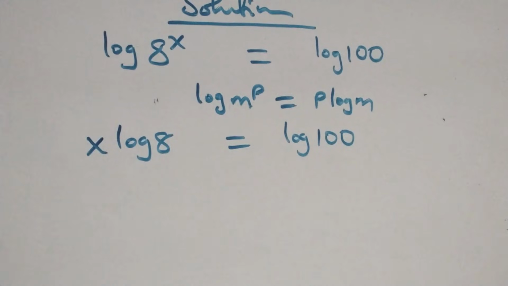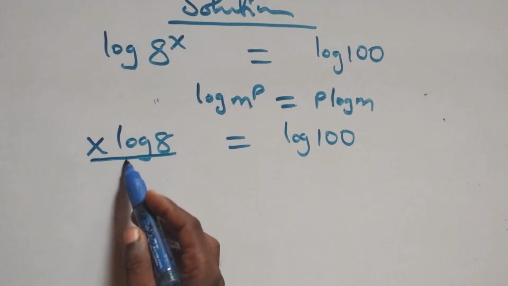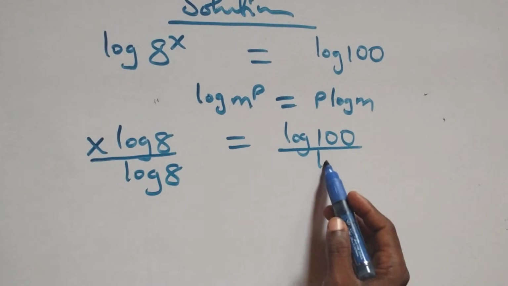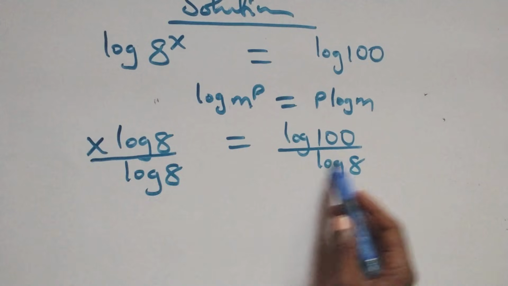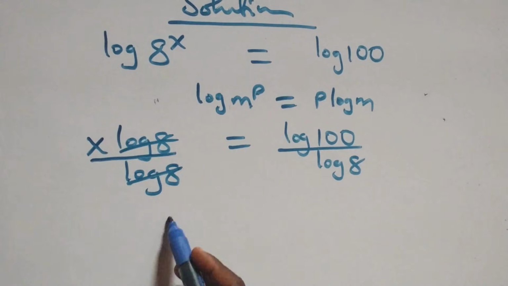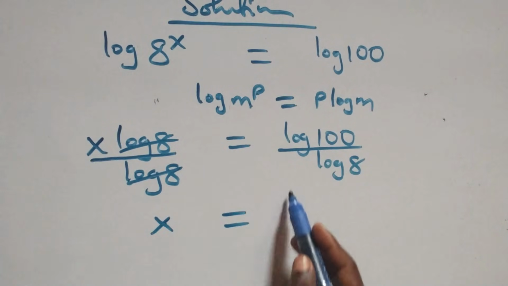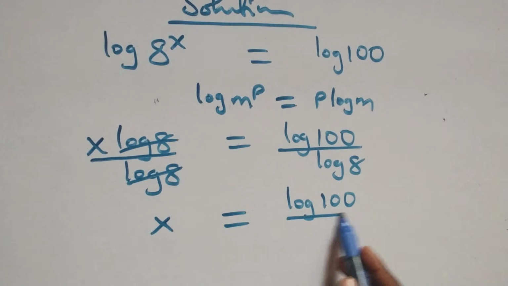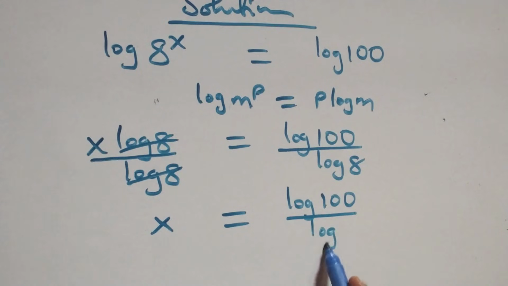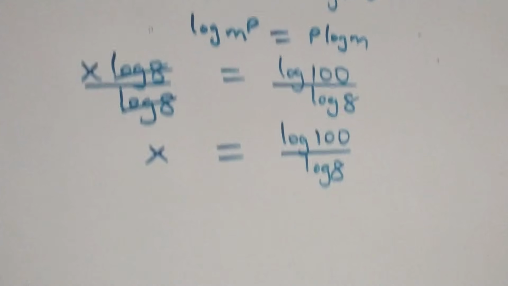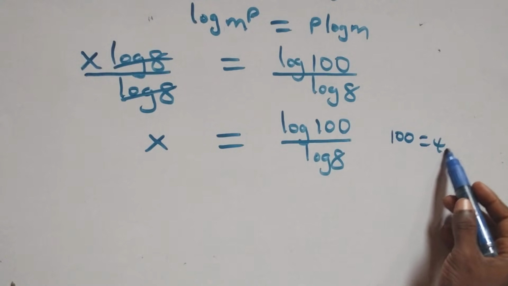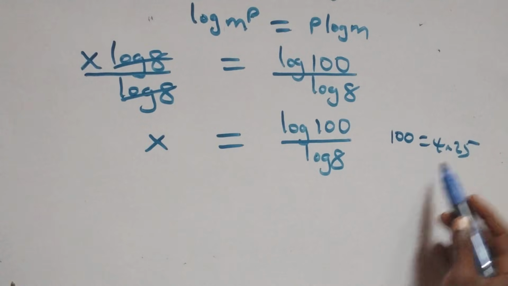Then here we divide both sides by log 8. That is, divide this side by log 8, also divide this side by log 8. That is, here log 8 cancel each other. We have x equals log 100 over log 8. The next step here, we can express 100 as 4 times 25.